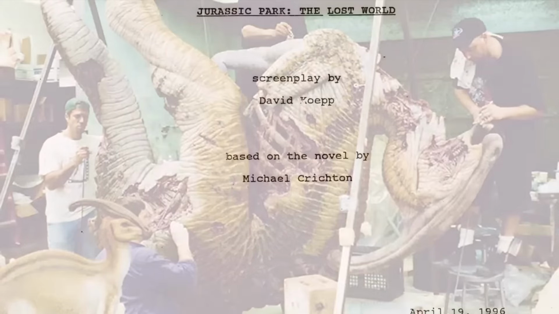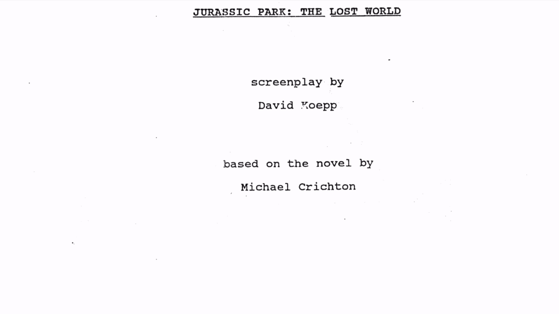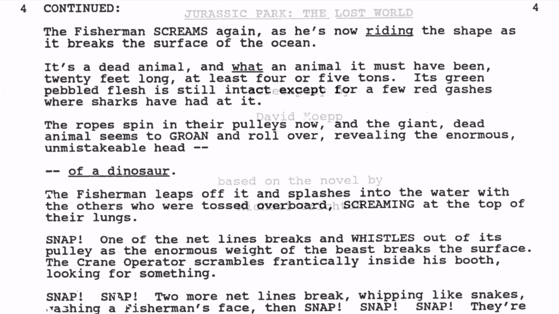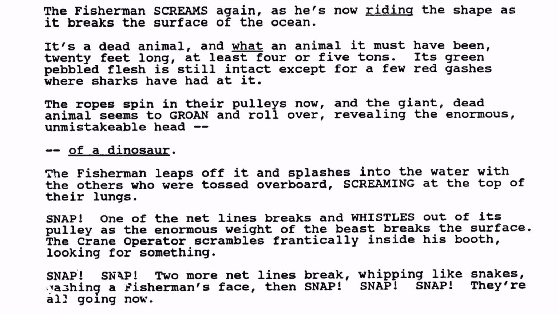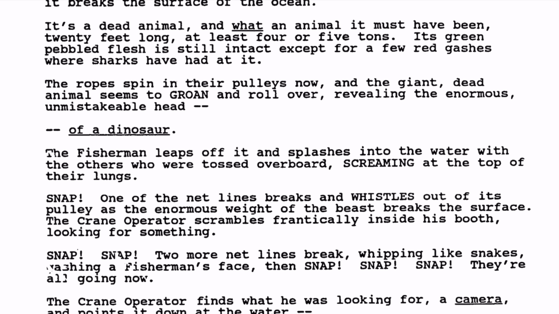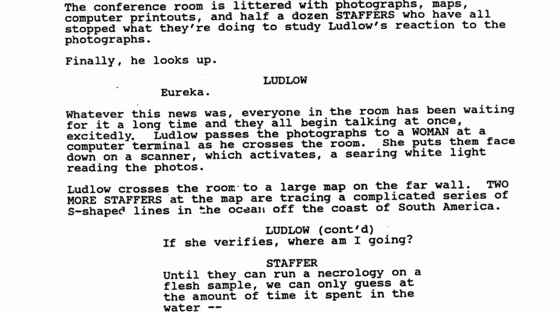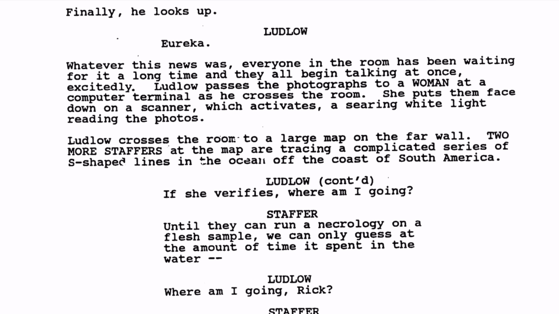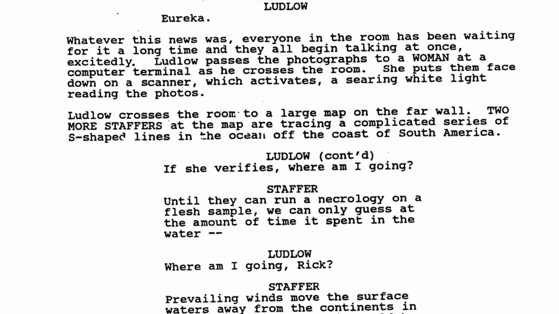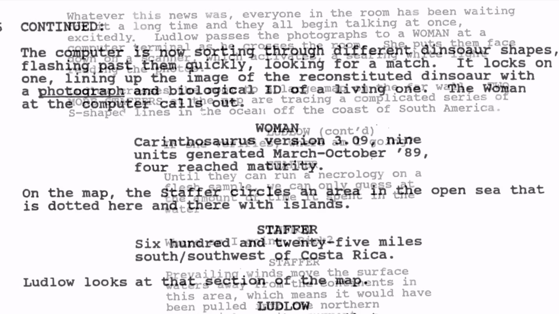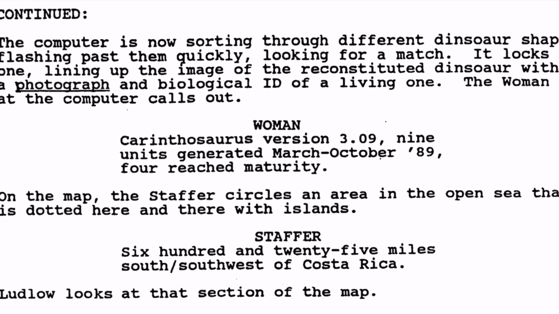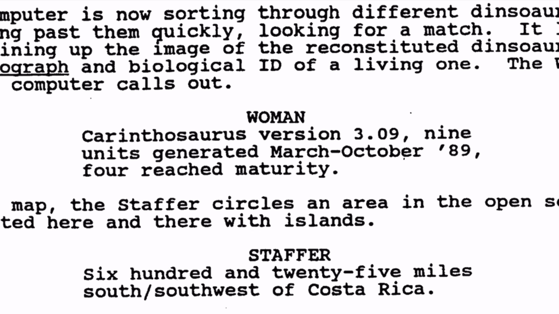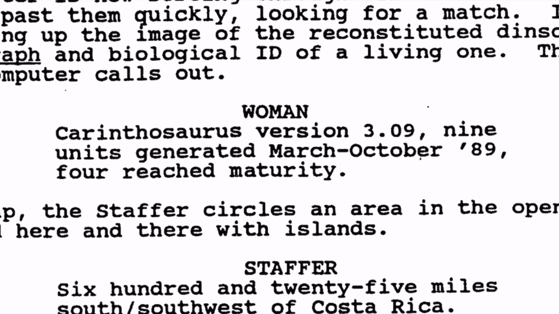And the reason this is so interesting is because when they find the body of the Corinthosaurus, Peter Ludlow immediately learns this, and he goes into this board meeting to talk with all the other members of InGen. They flash a whole bunch of dinosaur shapes on the computers with a photograph of this dead dinosaur that's been unearthed, and an InGen woman who works at the company identifies it by saying the following: Corinthosaurus, version 3.09, 9 units generated from March to October of 1989, and 4 reached maturity.